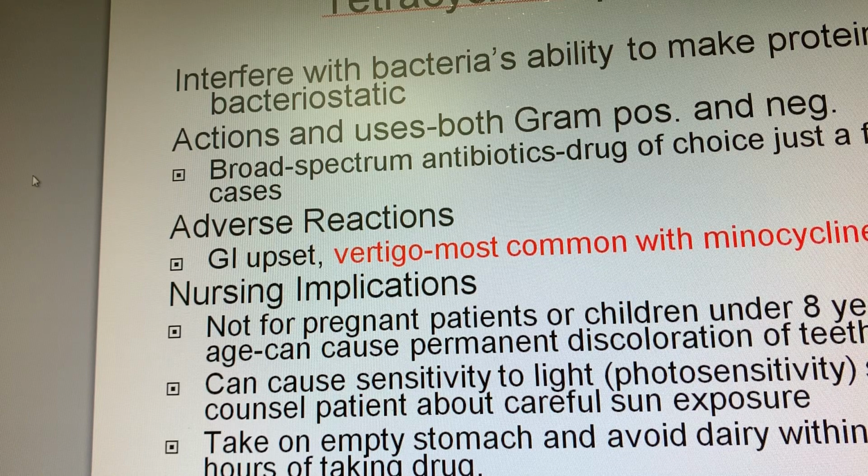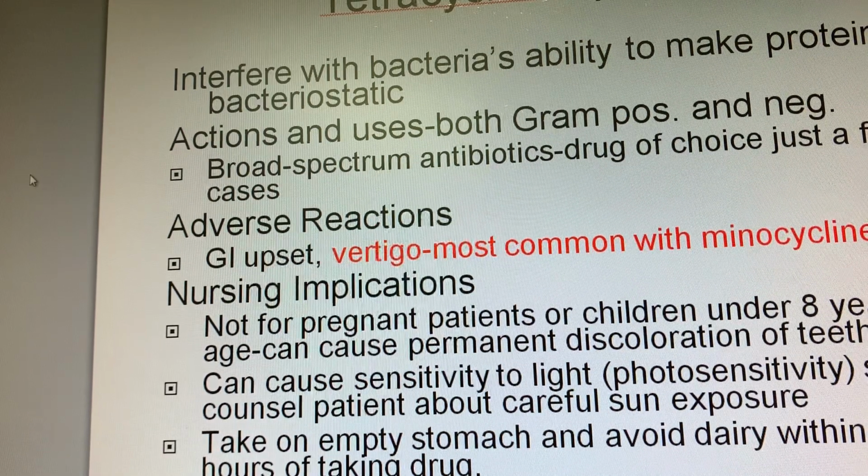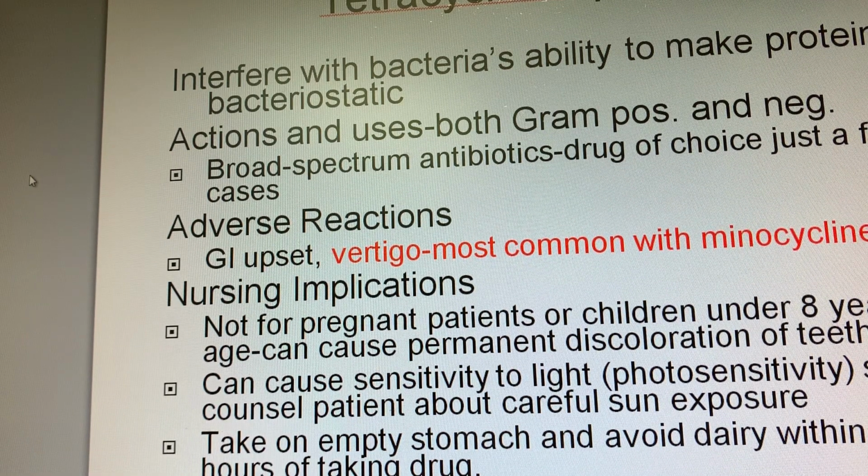Tetracyclines can cause photosensitivity or sensitivity to light, so patients on tetracyclines need to be very careful about sun exposure. They can get very sunburned in a shorter amount of time. Like I said, this drug should be given on an empty stomach, and you want to strictly avoid dairy 2 hours before or 2 hours after taking the drug, because dairy will interfere with the absorption and you might as well not be taking anything.